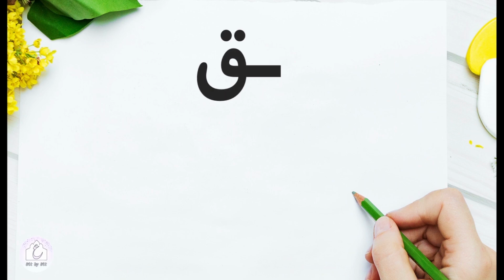In the final position, cough is the same as the isolated form. We only add a connecting segment coming from the previous letter. Draw the connecting segment, then add cough in its full form. A connecting segment, then cough.